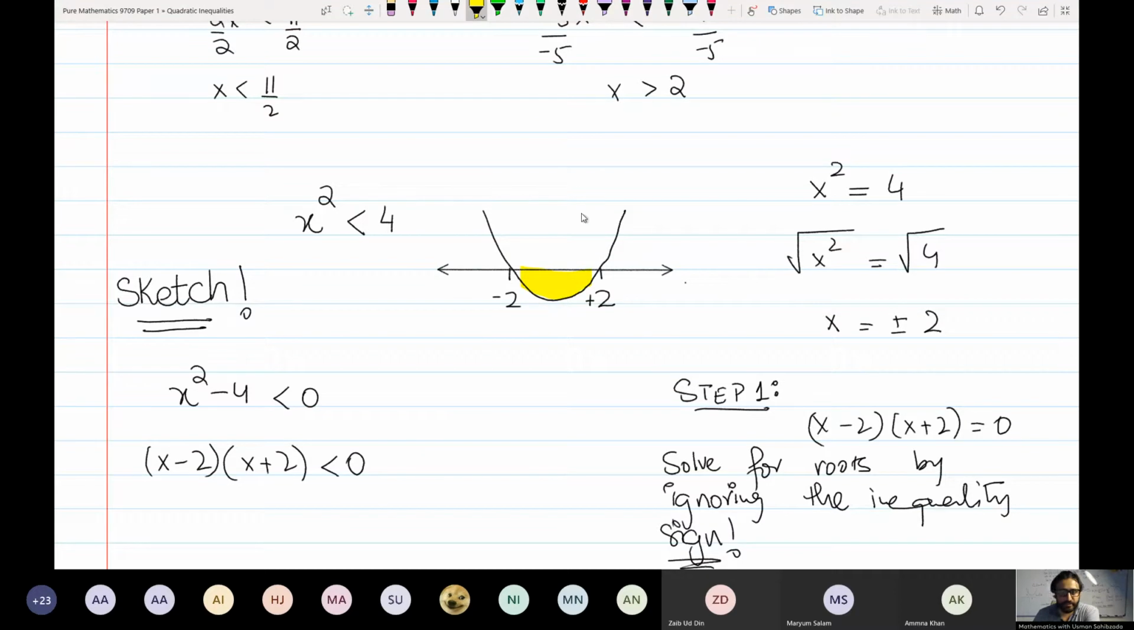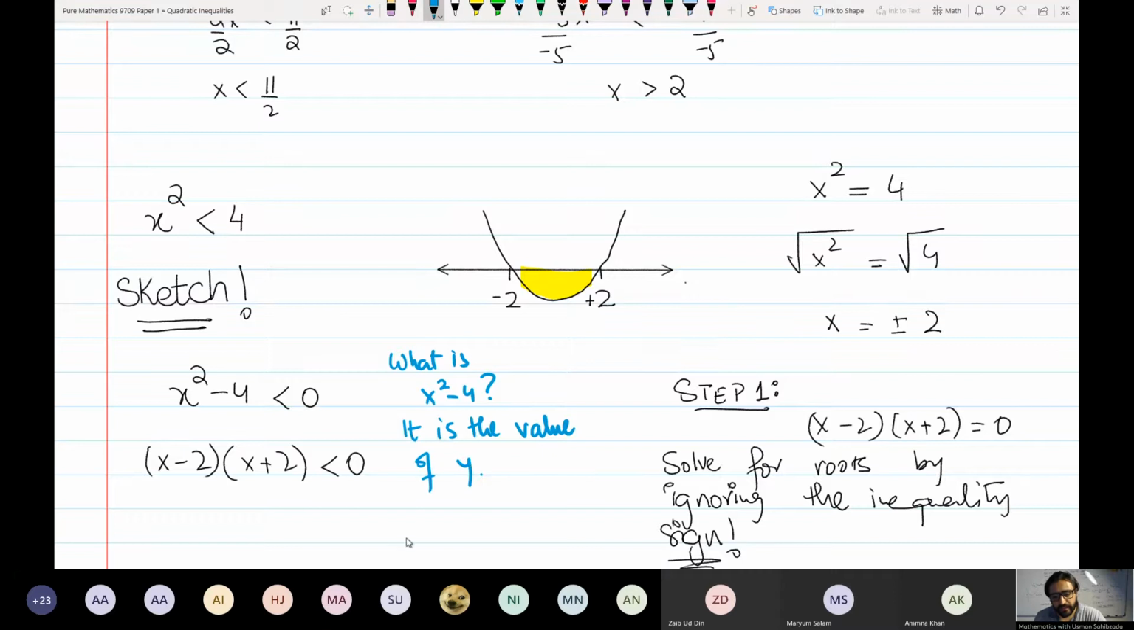Why am I shading this region? The reason I am shading, you've got to understand the reason. This is where the whole argument lies. The whole story is here. Guys, what is x squared minus 4? I would want you to understand that it is the value of y. It is the value of the function. y is equal to x squared minus 4.